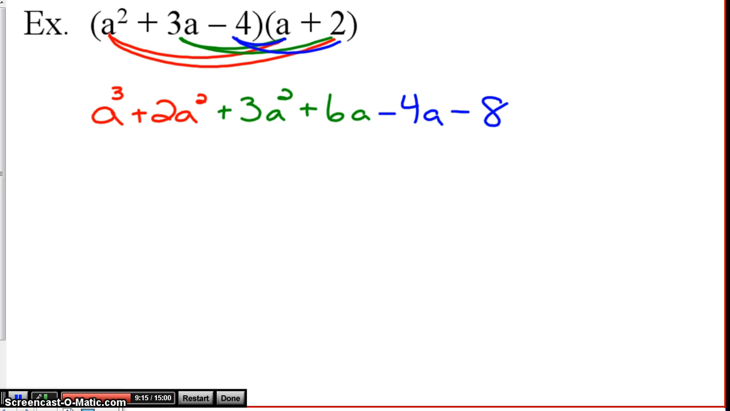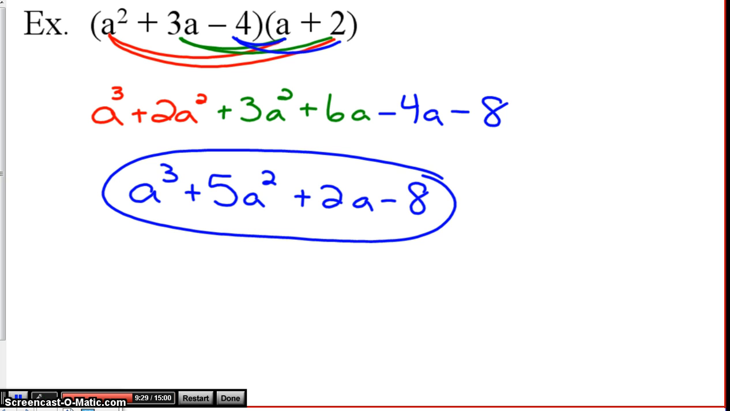Then I have to combine all of my like terms. When I simplify this, I get a cubed plus 5a squared plus 2a minus 8. Again, these two were like terms, and those two were like terms.